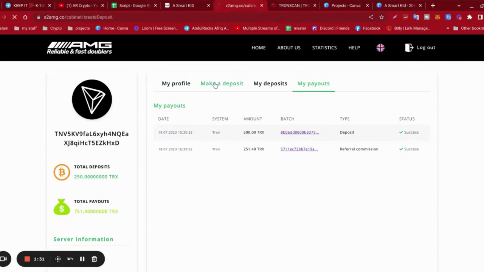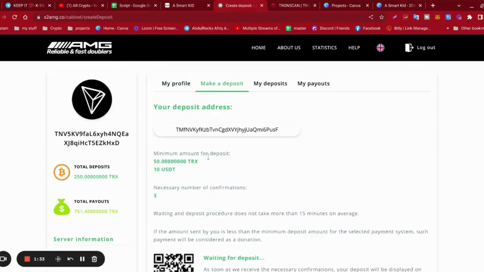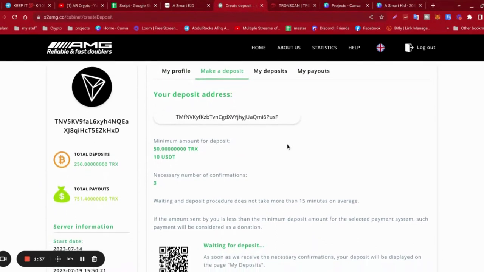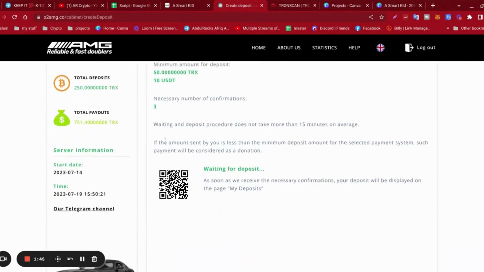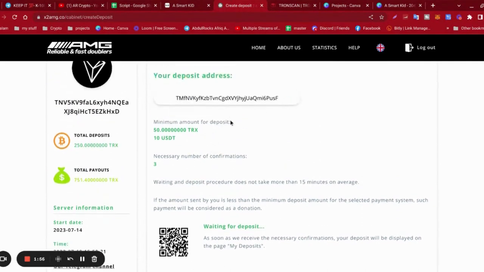So to make a deposit, remember guys, the minimum amount of deposit is 50 TRXs, 10 USDT. Not seeing the necessary number of confirmations, waiting, the deposit procedure does not take more than 15 minutes. If the amount sent is less than the minimum deposit amount of the selected payment system, it will be considered as a donation. So you send it TRX or USDT.